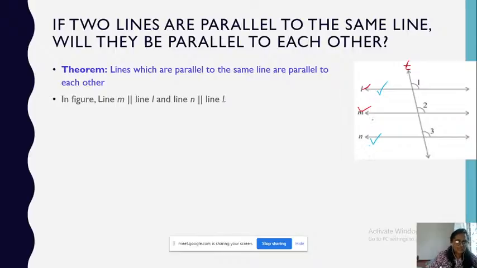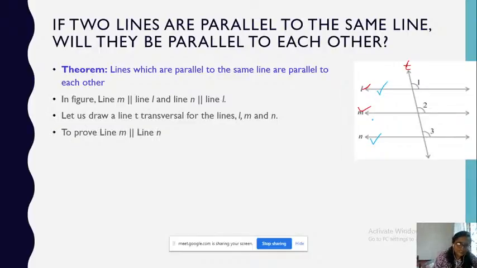Okay. So, there is a transversal T, and we need to prove that line M and line N are parallel. So, we need to prove this one. Okay. So, is anyone getting any idea how to prove these two lines are parallel? So, we have studied so many converses to prove that two lines are parallel. So, we can use anything here. Anyone getting any idea?